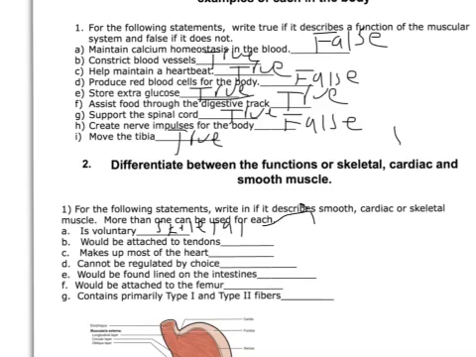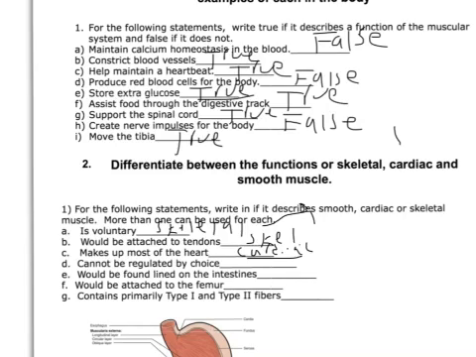Would be attached to tendons. Okay, so you should be thinking, tendons do what? They attach muscle to bone. Don't mix it up with ligament, which is bone to bone. So that would be skeletal muscle. Boom. Makes up most of the heart. I really can't come up with a lot of other choices for cardiac muscle here. So that's obviously cardiac. We'll do a heart cardiac unit later in the year.